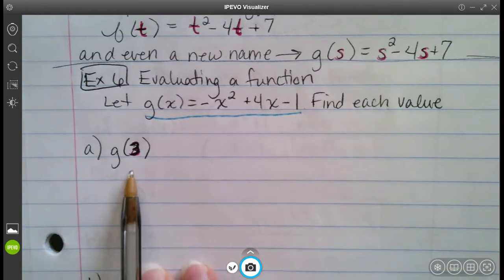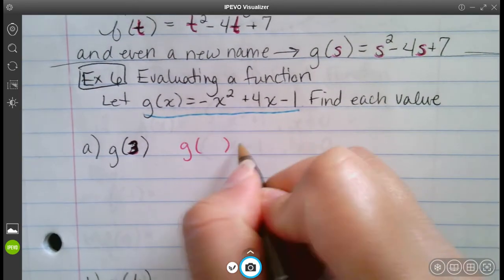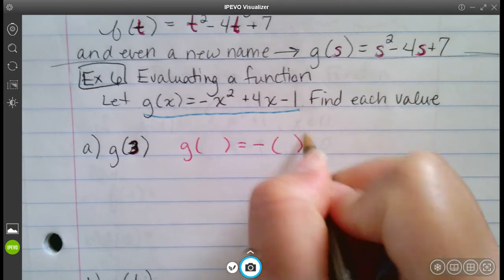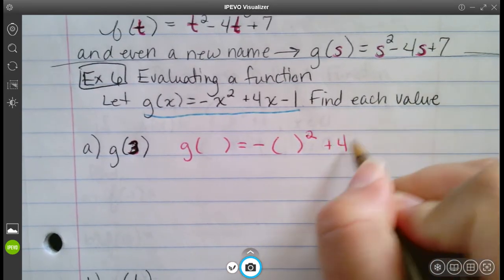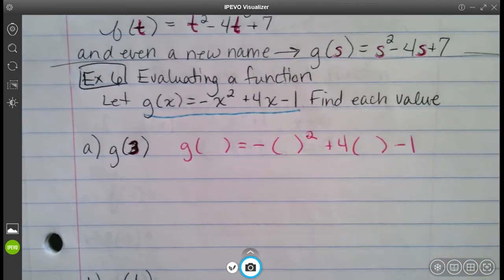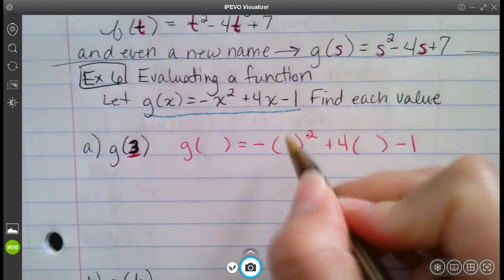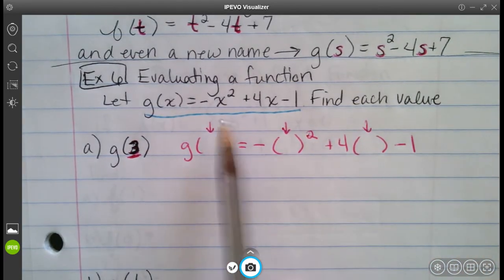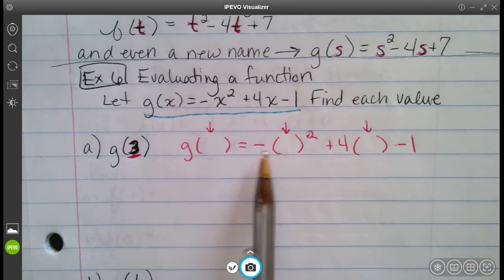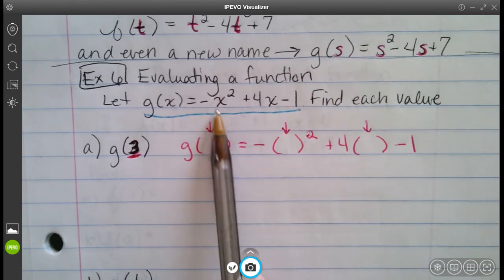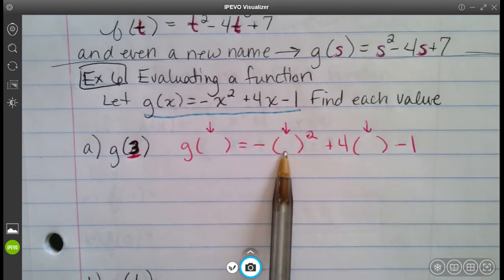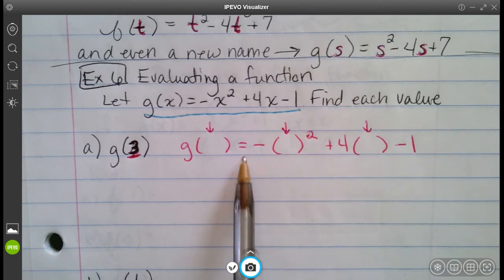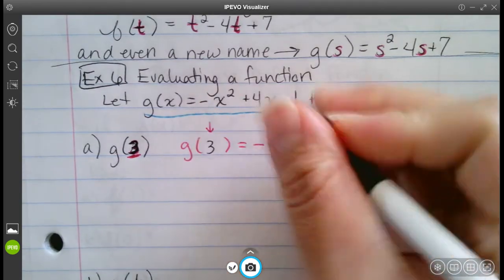That means that instead of that x, I'm going to put a parentheses, like so. And I'm going to plug in this 3 into every spot that I see a parentheses. Notice that I did keep that negative, so that negative is right here. But my x is now represented by a parentheses, and that's what I mean as far as the "be careful" part. So I'm going to plug in my 3.